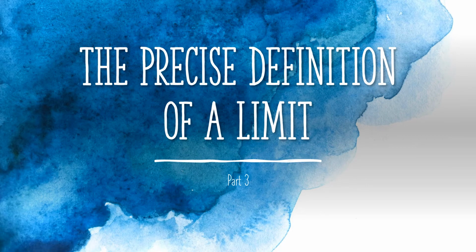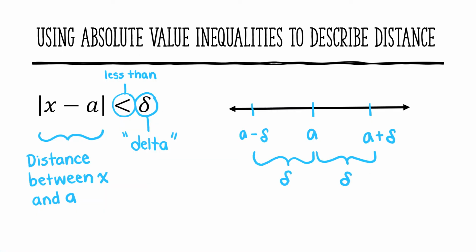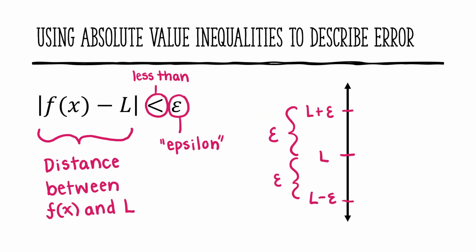Precise definition of a limit, part 3. Let's look at landing inside of error bounds for even more graphs. So just a reminder of how we use absolute value inequalities to describe distance, and how we use absolute value inequalities to describe error, which is very similar. It's just the distance between some value and f of x as opposed to some value and just x.